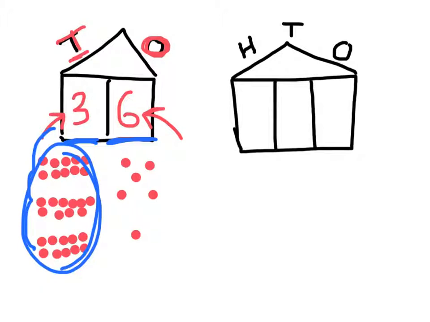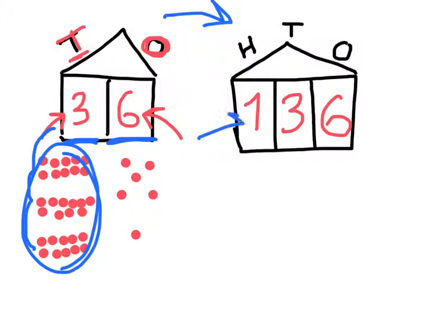This is really important, especially as we move into some stage 5 strategies. We need to know the difference between the tens and the ones. Over here in the other one, we've actually got an extra column. If I put 36 in this one, it would look like this. But over here we've got a hundreds column. For example, I can have 136. All of a sudden, that 1 is worth way more than the 6 or the 3 because it's worth 100.